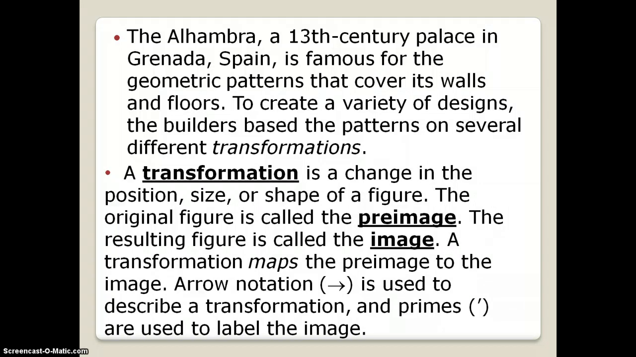The original figure is called the pre-image. The resulting figure is called the image. A transformation maps the pre-image to the image. We use arrow notation to describe a transformation, and prime numbers, or the little apostrophe mark, are used to label the image.